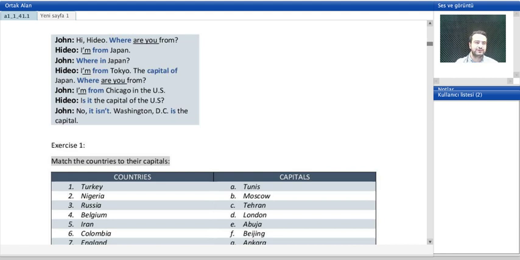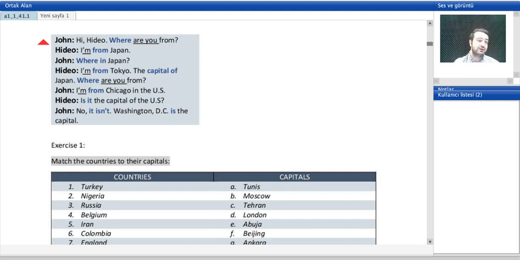What do we have here? There's a conversation again between John and Hideo. You know them. So this time they are asking some questions. And as you can see, we have countries here, we have capitals, and we have where. So the questions are a little bit different. So let's start from here.